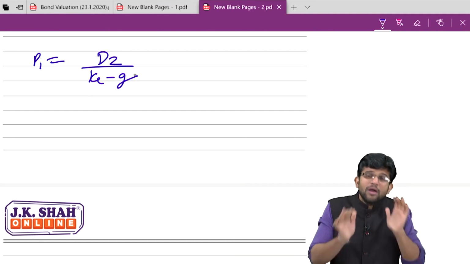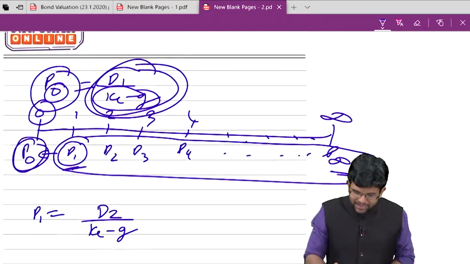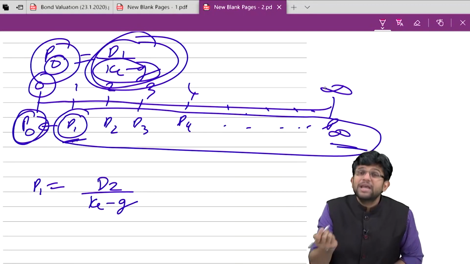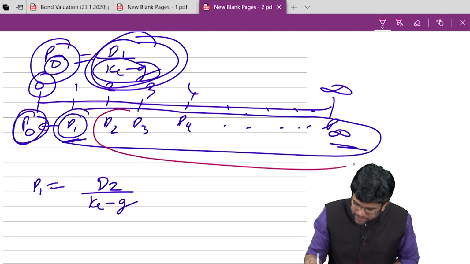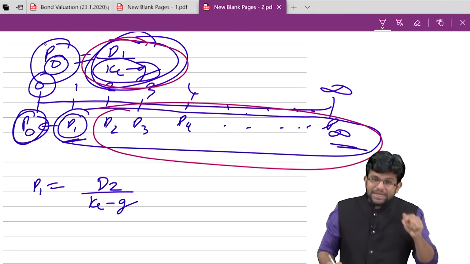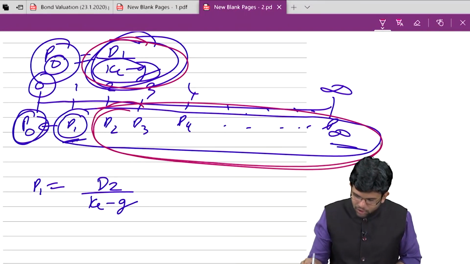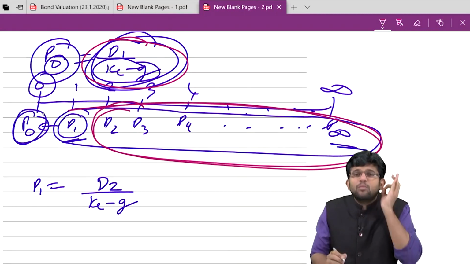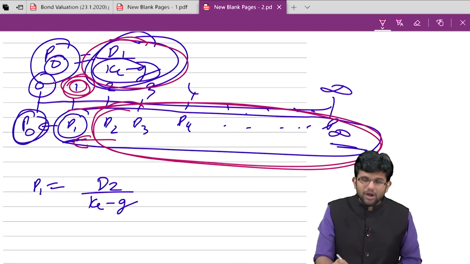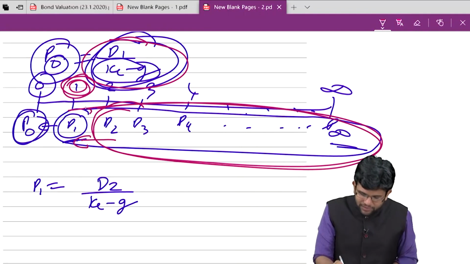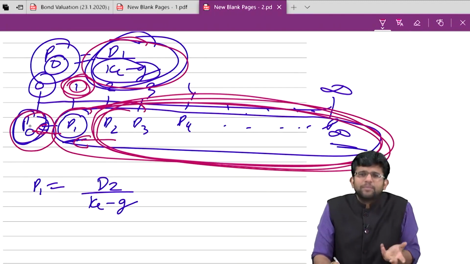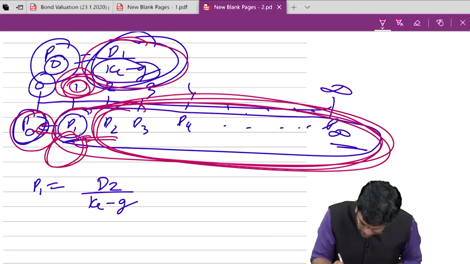Everybody clear? Now mathematically speaking, what is this? Can I say D2 upon Ke minus G will obviously be capturing the present values of all future cash inflows starting from D2 to D eternity. I hope you understand. D1 upon Ke minus G captured everything from D1 to D eternity. D2 upon Ke minus G will capture everything from D2 to D eternity. And the most important point is it will give you the present value as on end of year 1, not end of year 0, correct? So if D1 to D eternity gave you the present value at P0, end of year 0, D2 to D eternity will give you the present value at end of year 1, and that is the price P1.